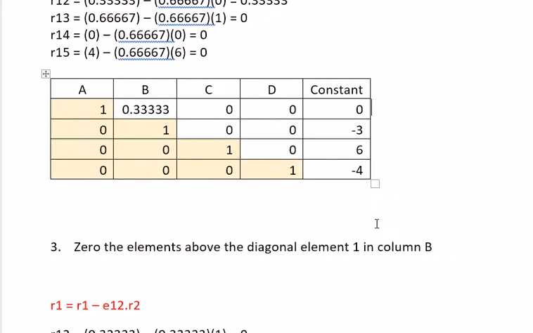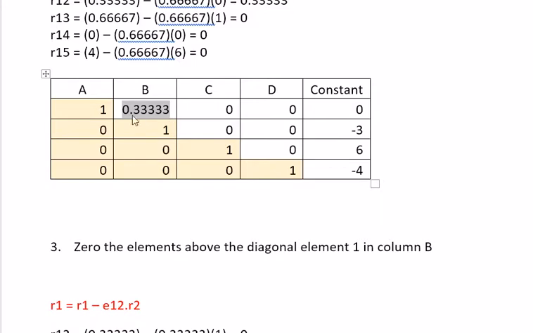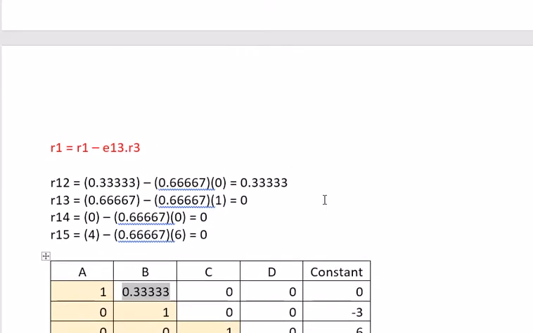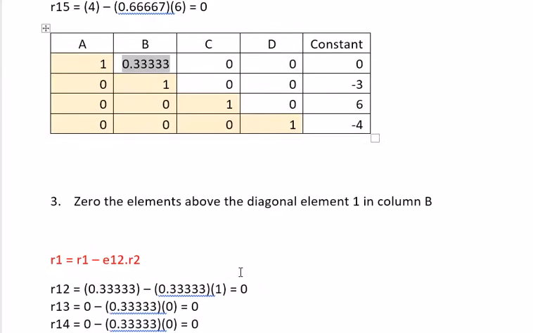Our last goal is to make the value of the elements above the diagonal element 1 in column B into 0. So lastly, this is the only element here which is not 0. So we have to make this element here 0 to satisfy the principle that we have to derive a unity matrix for our final answer, or to get the root of the equation, or to get the values of the unknowns for the equation.